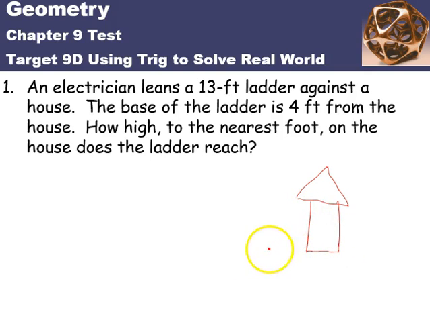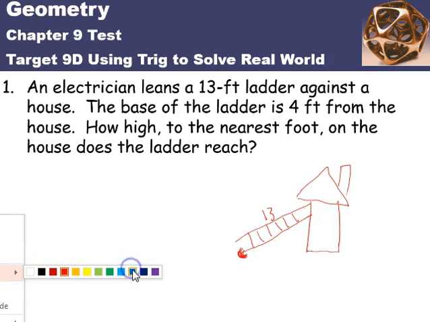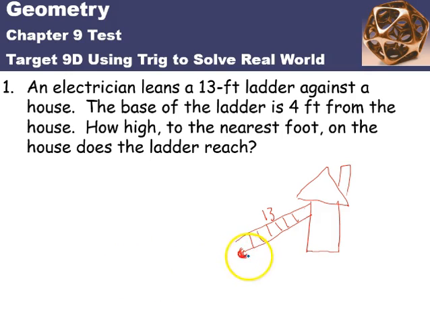And there's a ladder that's leaning up against the house. And we know that this ladder, I'll go ahead and make it look ladder-like. There's the ladder. We know that that ladder is 13 feet. And we know the base of the ladder, right here, that's the base of the ladder. And we know that that is 4 feet from the house. So that's right here. This right here is 4 feet.